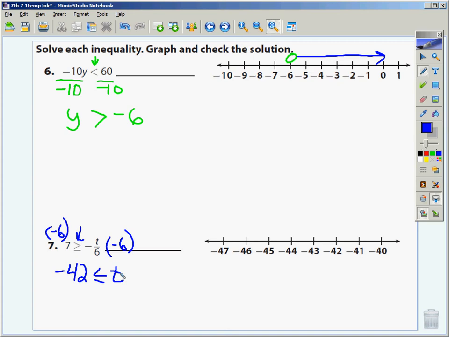Open or closed circle on the negative 42? Closed. Again, be careful, you're reading it from the side that the variable is on. It says t is on the larger side of the negative 42. Which way do my numbers get bigger, the left or the right? They get bigger on the right.